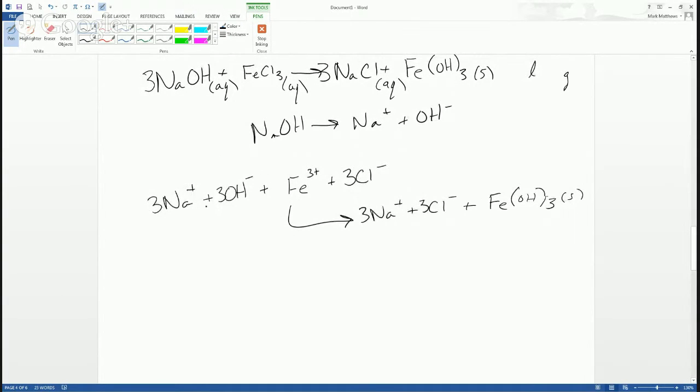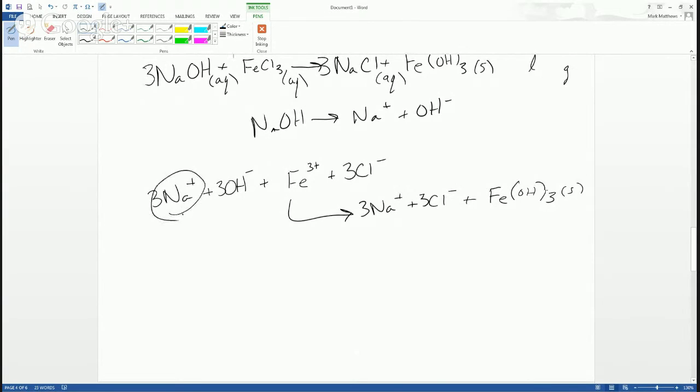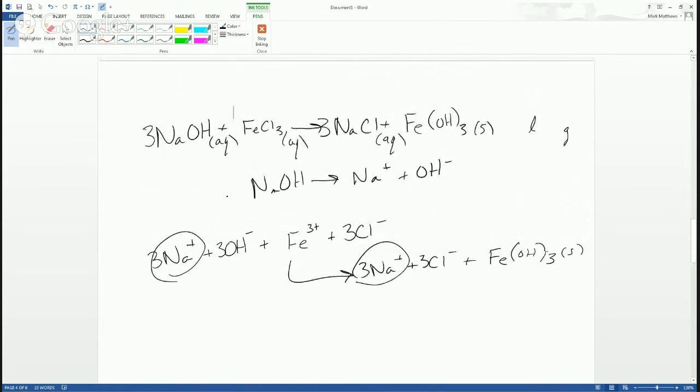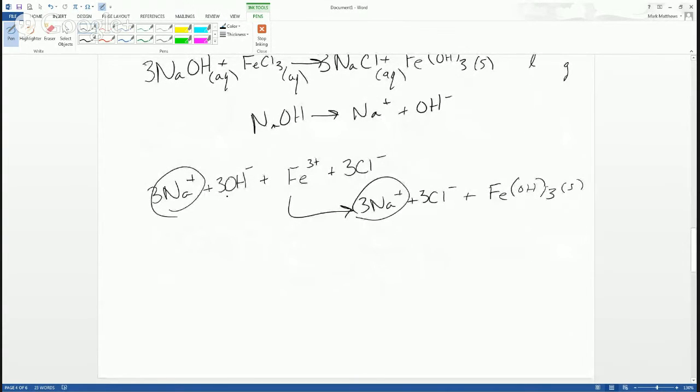So once you have it completely broken up, you look to see if you can find the spectator ions, which are the ones that are exactly the same on both sides of the equation. For example, you have 3 sodiums on the left, you have 3 sodiums on the right. So those are spectators, right? They haven't changed during the course of the reaction. Hydroxide, its identity's changed because you've gone from aqueous ions to a solid product. And all of these are aqueous. I was just lazy and didn't write the phases every time.